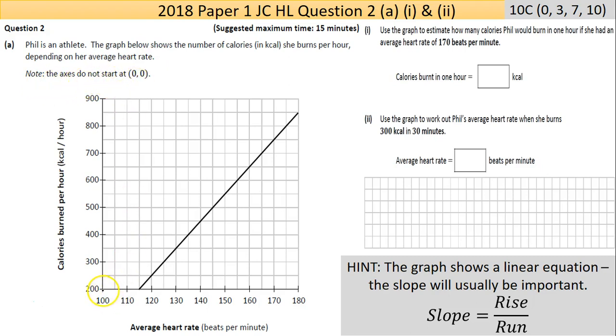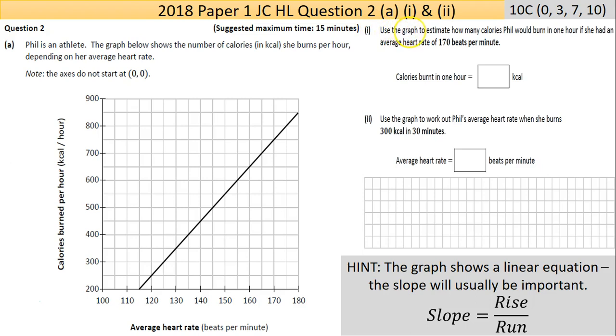Okay, so that is not the origin. It's kind of zoomed in on that part. We have our y-axis of calories burned per hour, and we have our average heart rate. So you can see as the heart rate goes up, the number of calories being burned increases. Okay, that makes sense.